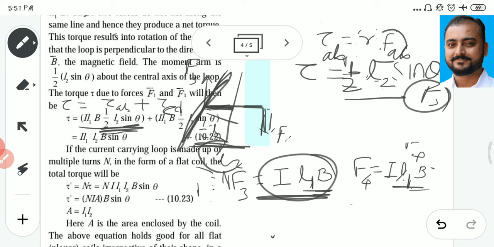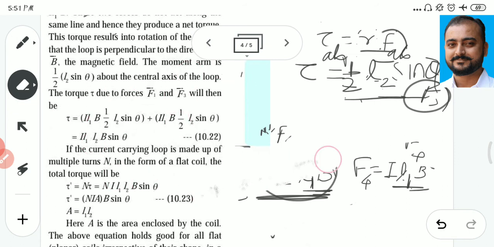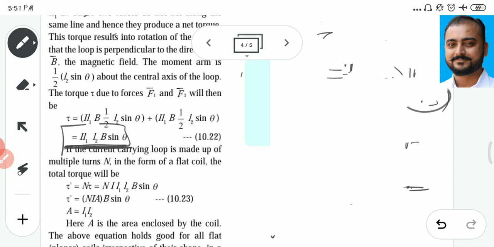In similar manner I L1 B for next, that is CD. And what is this? Half into L2 sine theta. Okay, you can observe here. So by substituting these values, what you get? You get simply the value, that is I into L1 L2 B sine theta. Okay, this is for a single loop, torque acting on a current carrying loop due to a single loop, that is I into L1 L2 B sine theta.